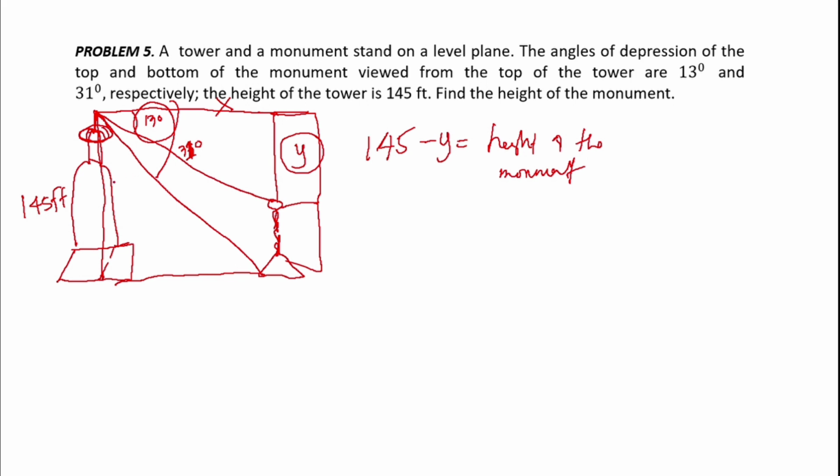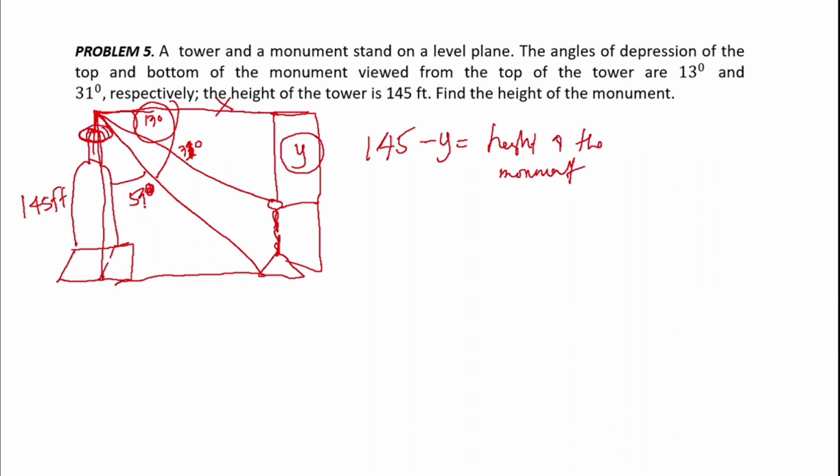This is 31, so this is 59. So this is 59 degrees. Why? Because 90 degrees here, 90. So this is 31 degrees. So therefore this is 59 degrees. This is an assumption. This is not clearly drawn properly in terms of degrees, but the illustration is like this. So 59 degrees, 31 degrees here. So this is 59 degrees.